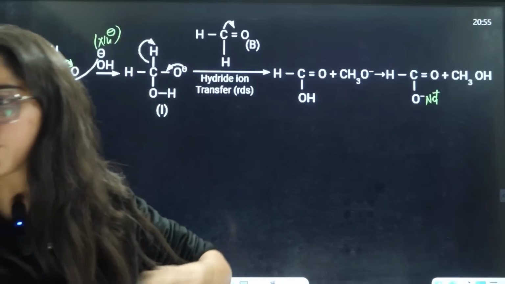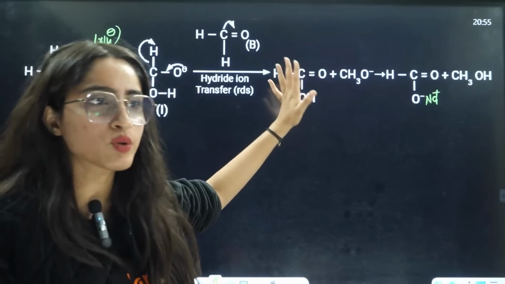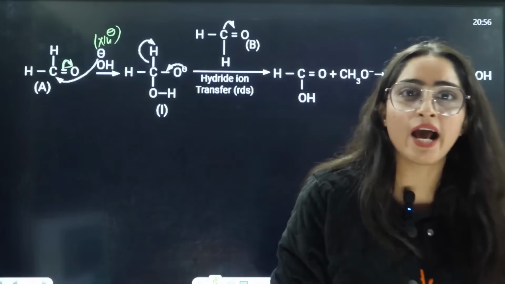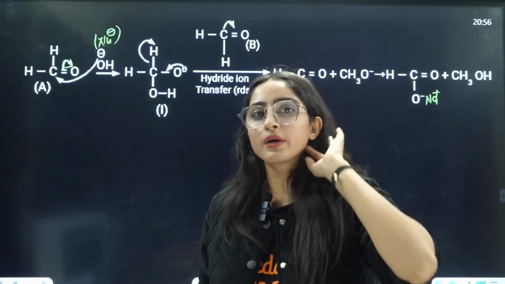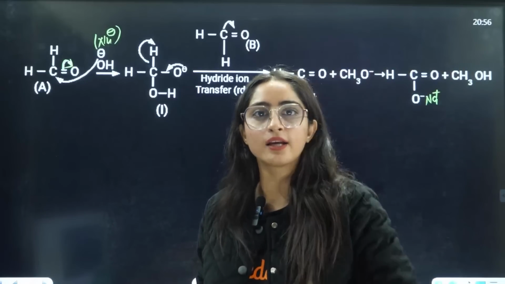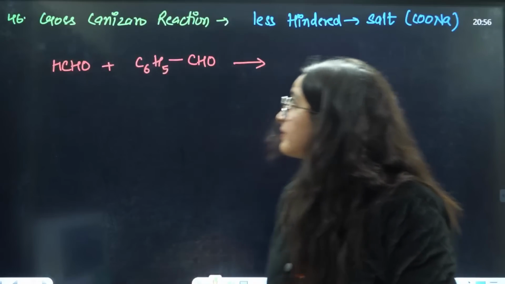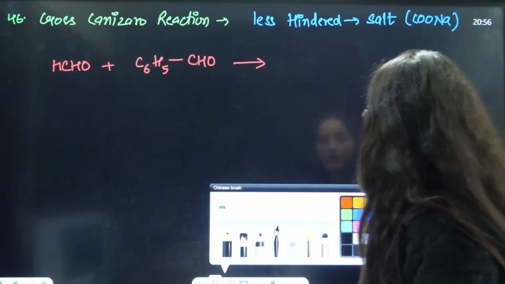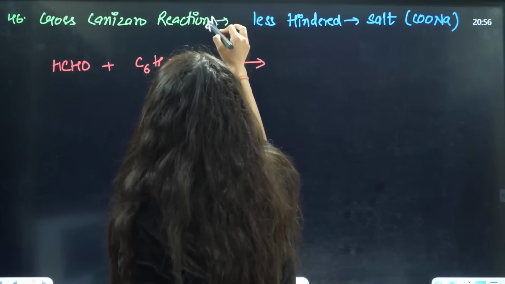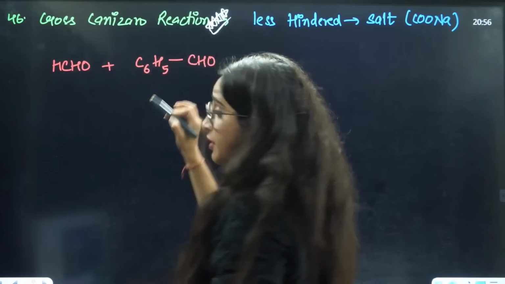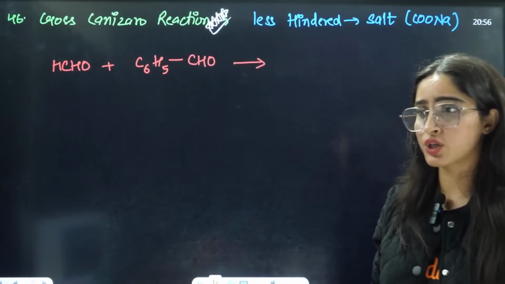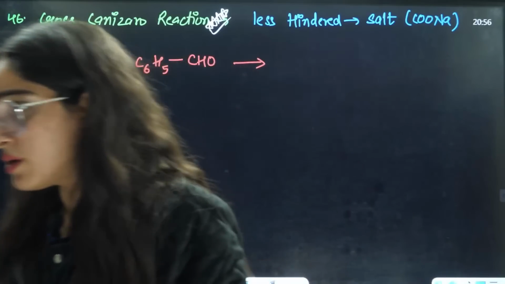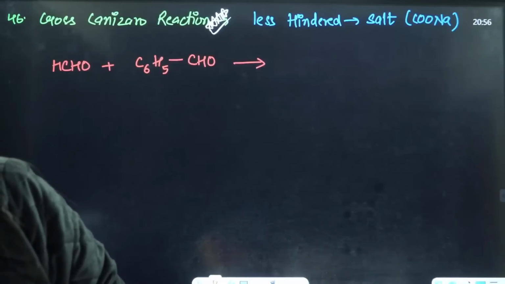Mechanism you don't need to get into, but I'm just showing you the mechanism so that you don't feel FOMO that I have not studied the mechanisms. Because you should at least know how organic chemistry works, right? Next is cross Cannizzaro. This is very important because asking Cannizzaro is a very simple thing. They will ask you cross Cannizzaro, right?